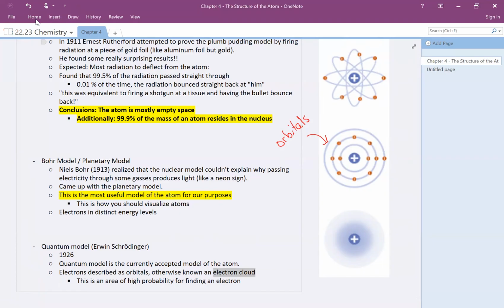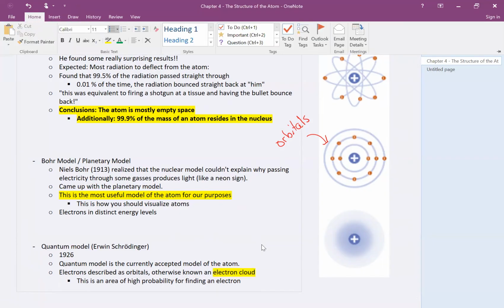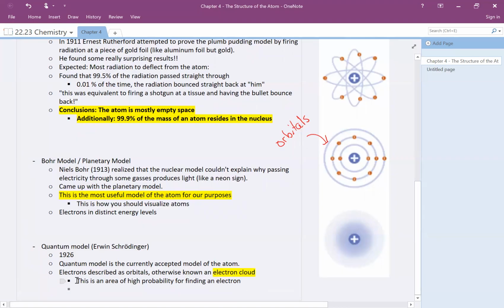So in a quantum mechanical model of the atom, electrons exist in an electron cloud, and that cloud describes an area of high probability for finding an electron. We can talk about why when we get to our unit on quantum mechanics. We will go more into this. By the way, quantum model, this is also called the wave mechanical model. That sometimes comes up. But again, according to the wave mechanical model, your electrons are in an electron cloud.